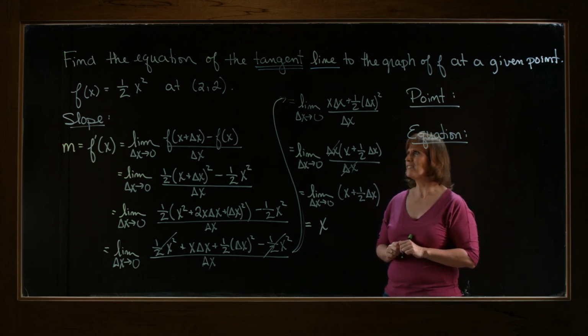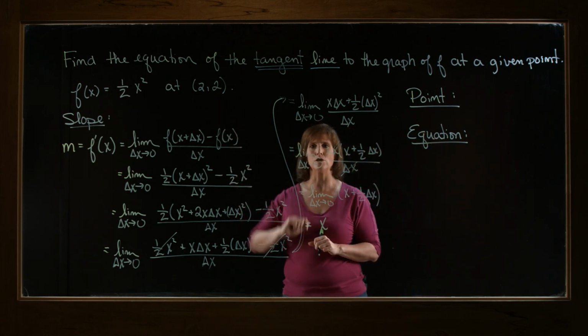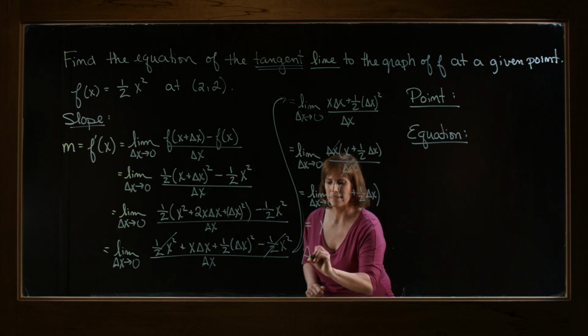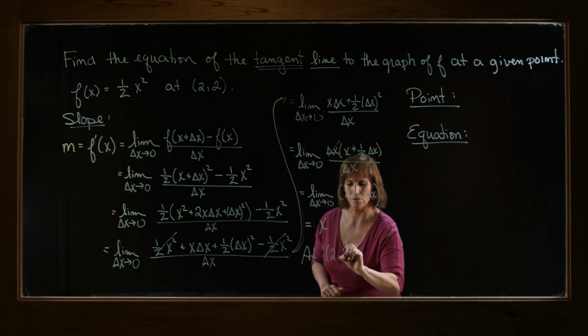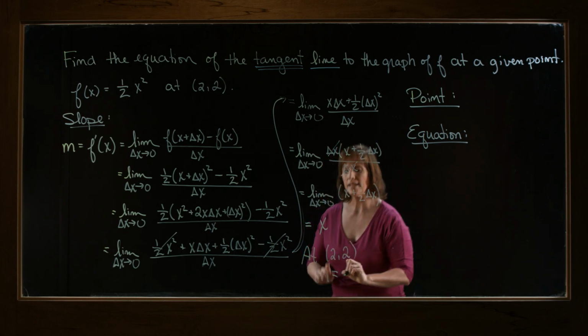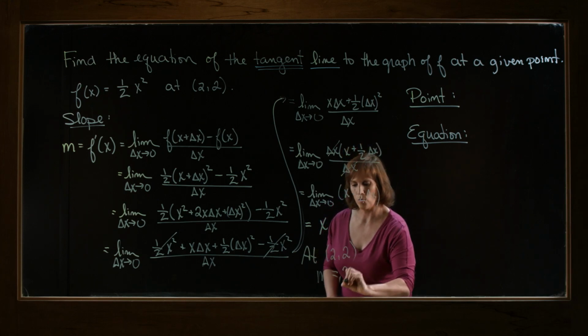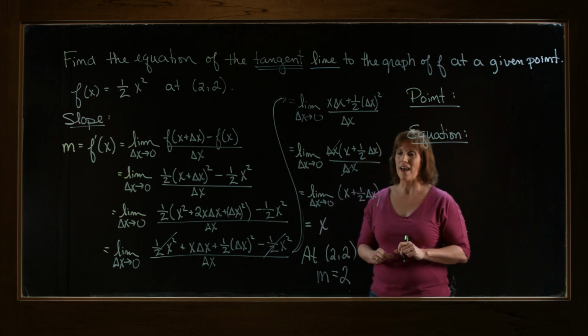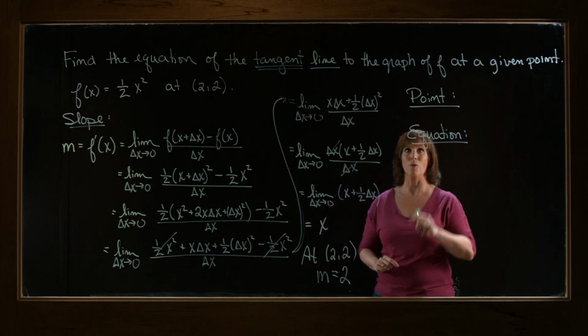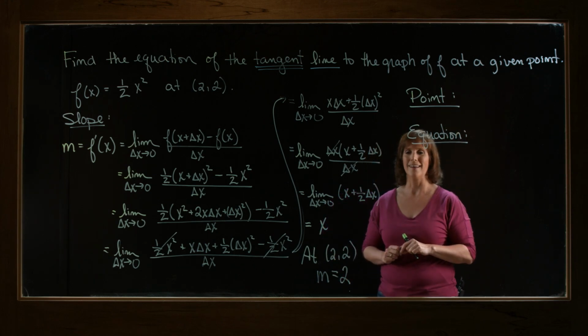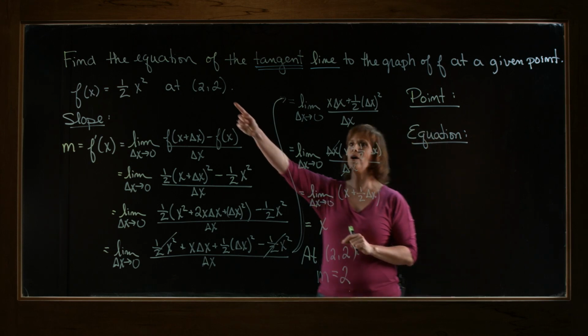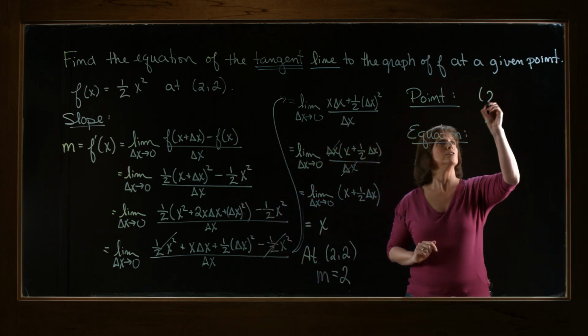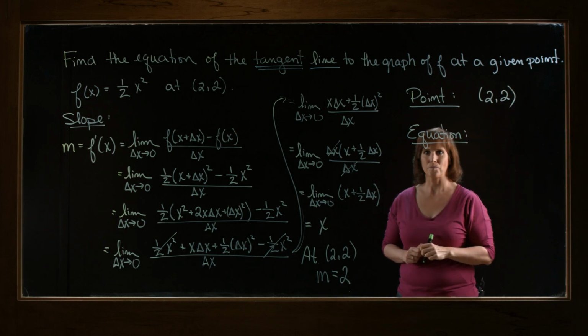Now, I'm actually interested in what happens at the point (2, 2). So at the point (2, 2), my slope is going to be the x-coordinate, which is just a 2. Now, to get the equation of a line, I needed two things. That was just the slope. I also need a point on the line. This part is much easier. The point was given to me. It's the point (2, 2).